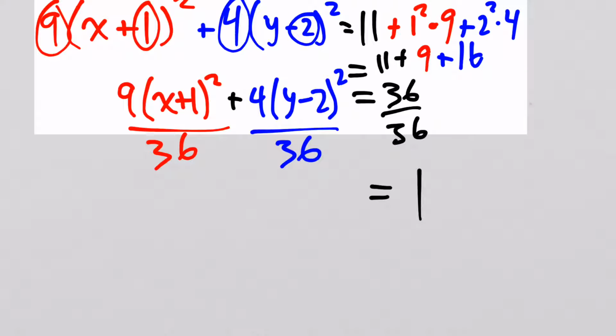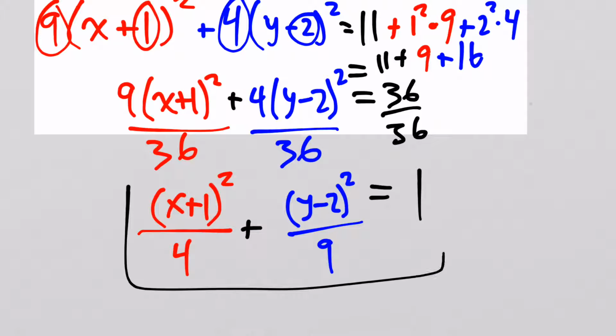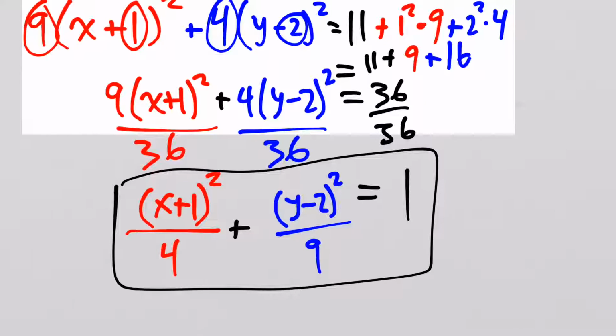So in my first fraction, I'll be left with my x plus 1 squared in the top. But how do I find that denominator? Well, what's 36 divided by 9? I know it says 9 over 36, but what's 36 divided by 9? It's 4, so it's going to leave a 4 in the bottom there. And I can do the same thing with my y term. What's 36 divided by 4? It's 9, so I get my 9 right there. And I have my equation fully factored, just like I wanted it.